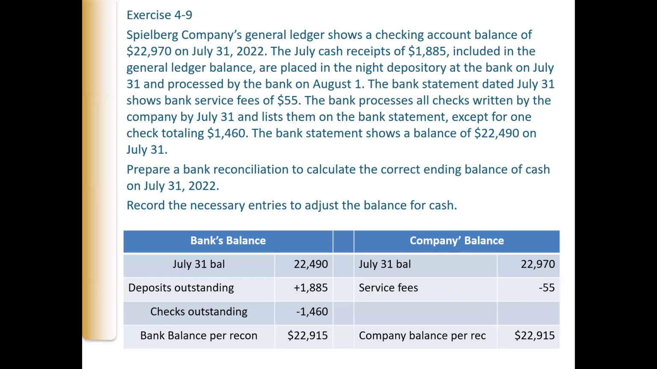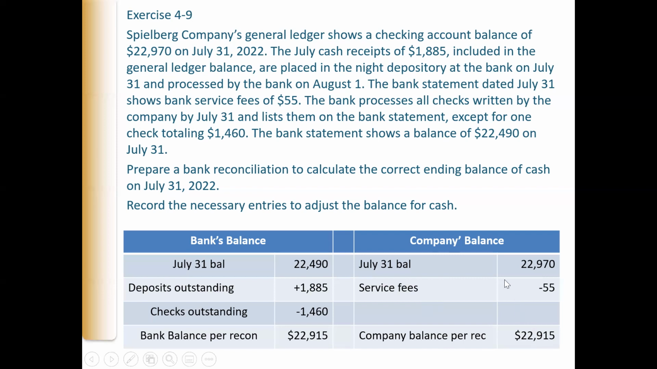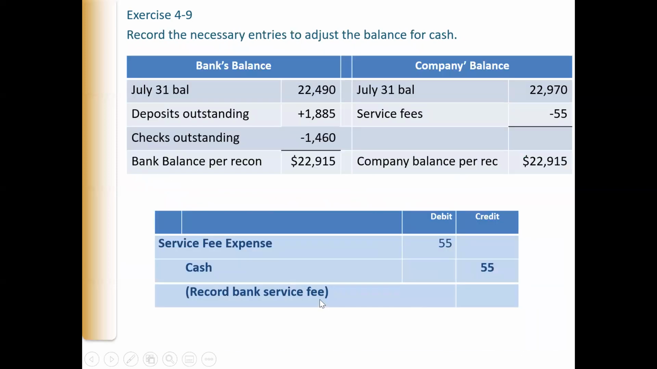And do you see now we reconcile? Both sides are at $22,915. Make sense? Now we are going to have to record any journal entries that hit the company side. The only one that hit the company side is a service fee expense of $55, and we credit our cash for $55.